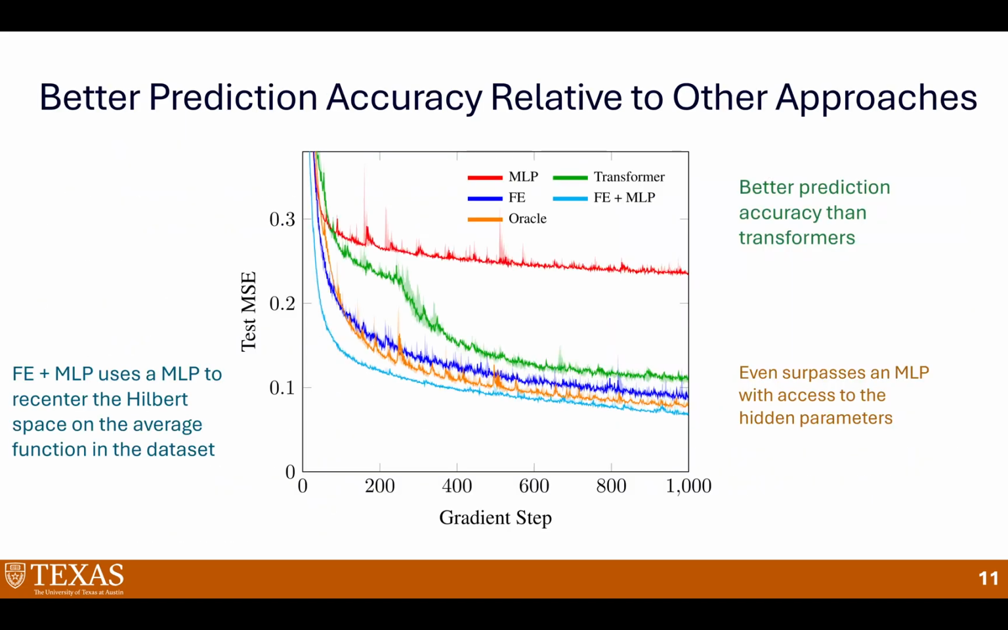And so here we're comparing this approach, marked in blue, against other approaches. Notably, the function encoder approach is outperforming the transformer. Interestingly, it even outperforms an oracle, which is given access to the hidden parameters as an additional input, which suggests that the inductive bias of a linear combination of basis functions is quite good for learning in this setting.